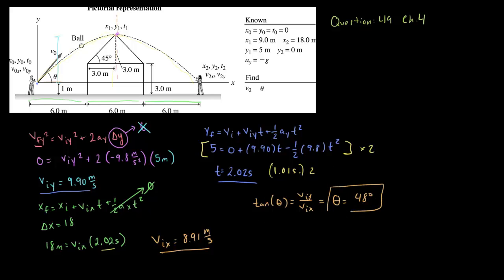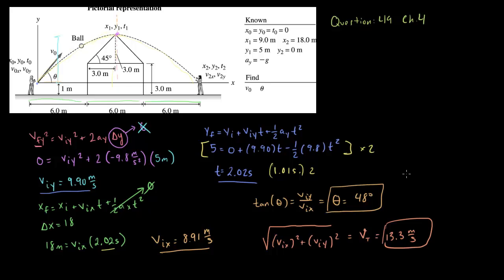So I got one part of my problem done, and the last part, I want my total launch velocity. Since I know my components, I can use the Pythagorean theorem and square both the components: velocity initial x squared plus velocity initial y squared, and that should give me a total initial velocity. So total is going to equal 13.3 meters per second. And that is problem number 49.